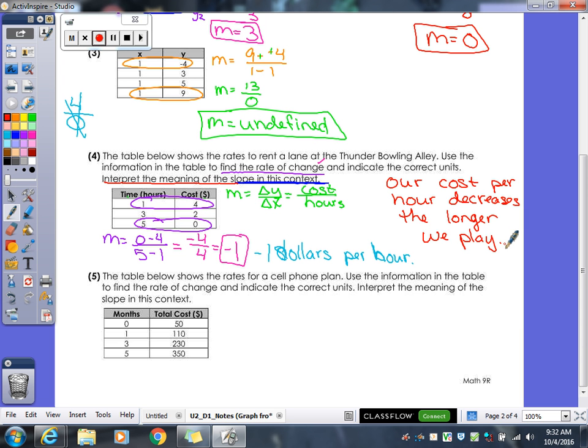So really what the bowling alley is trying to do is give you a break if you play longer, which they want you to do because they end up getting more money in the long run. So what they're doing is you end up paying less per hour the longer you play. And that's writing it in context of the problem.